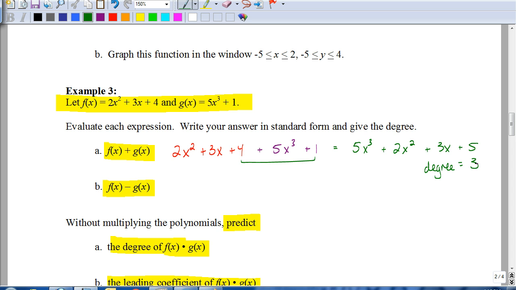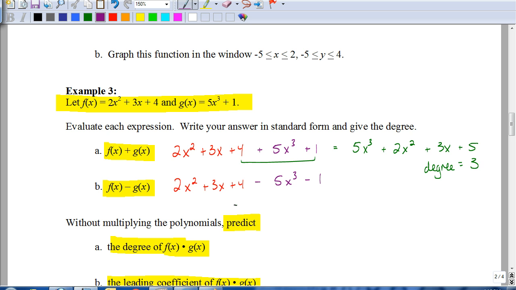Now let's try subtraction. Subtraction is a little trickier. If I had 2x squared plus 3x plus 4, I'm going to subtract from that the other function, 5x cubed plus 1. Now notice how I put this in parentheses. That's very important because this minus means that the 5x cubed and the 1 are going to be subtracted from the other polynomial. So one thing you could do is you could distribute that through. So that would become a negative 5x cubed. And this would become a negative 1, because now I'm subtracting the 5x cubed from the polynomial that's in red there for function f, and I'm subtracting the 1 from the other polynomial.